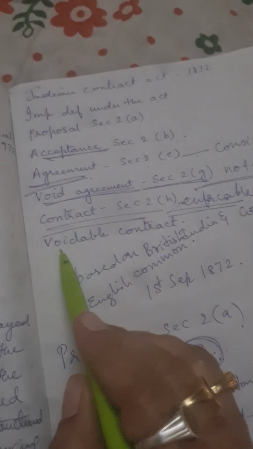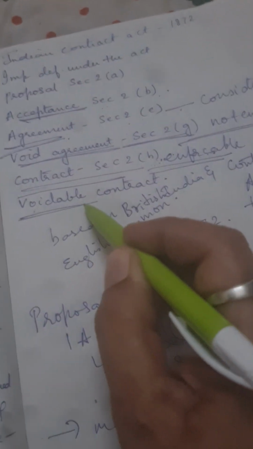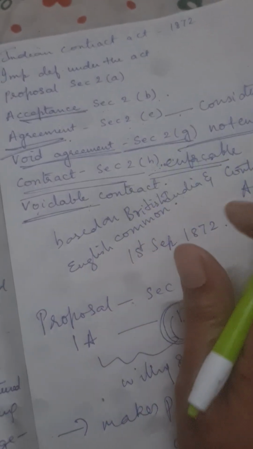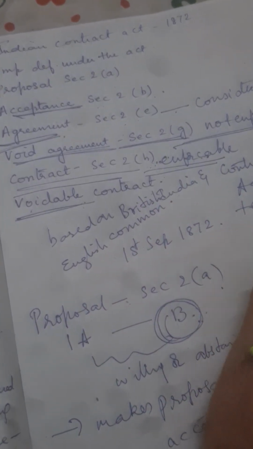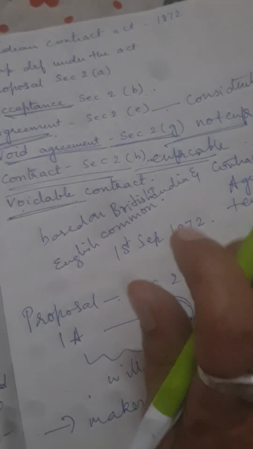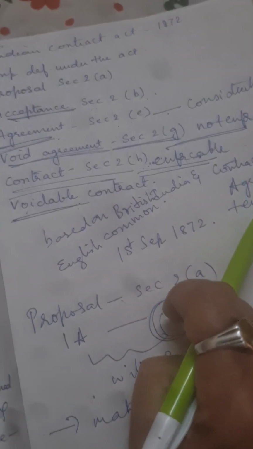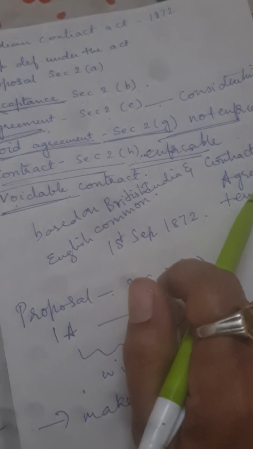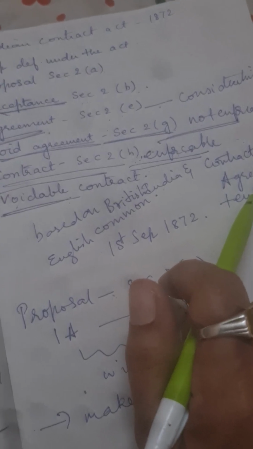Then voidable contract. What is a voidable contract? An agreement which is enforceable by law at the option of one or more of the parties thereto, but not at the option of the other or others, is a voidable contract.